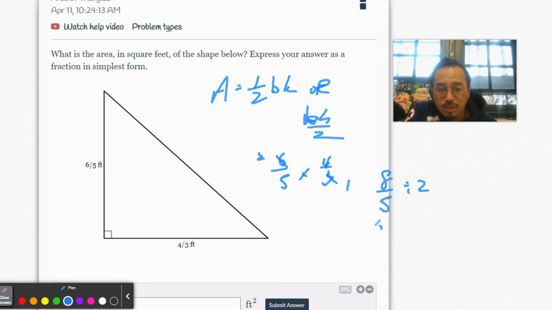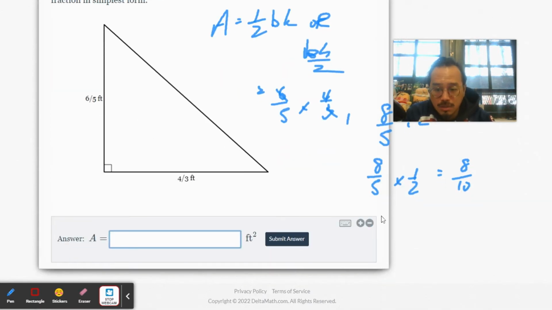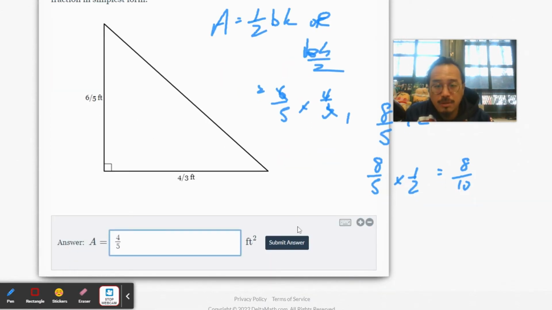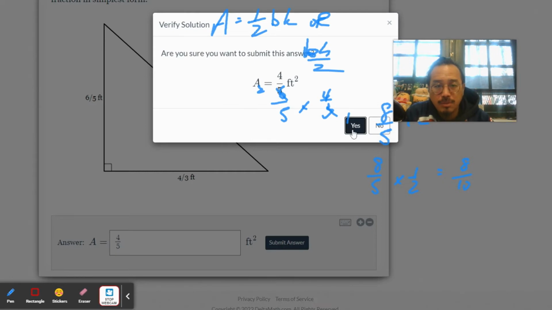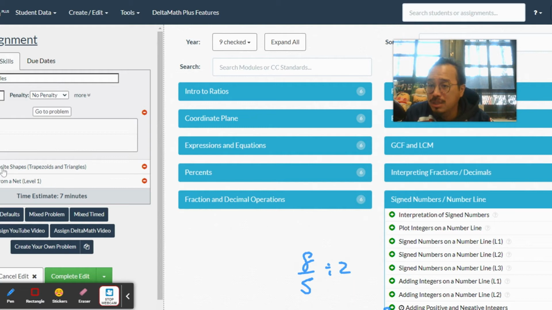When we divide fractions, what do we do? Keep, change, flip. So that's 8 over 10. 8 over 10 is 4/5, right? Okay, all right. So let me put that in. Let's see. 4 over 5. I hope I'm right. Yep. Okay, all right. Now let's pick on the next topic.